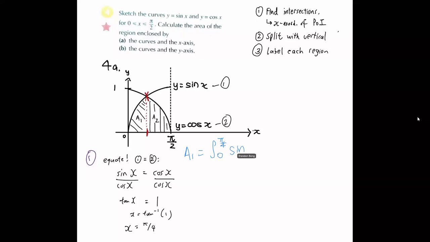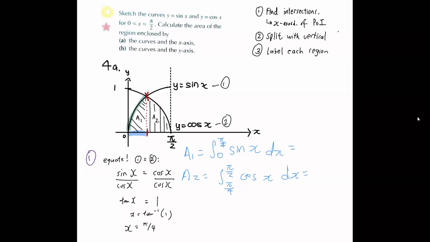Okay. Wait, no. So you can think of it like this. There's an upper function here. I'm highlighting in green. And then there's a lower function there, which happens to be the x-axis, y equals 0. So it's sine x minus 0, right? But it's just sine x. Oh. Very good. Yes, exactly.